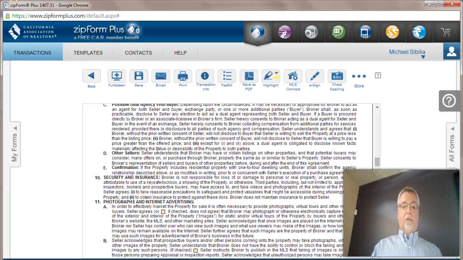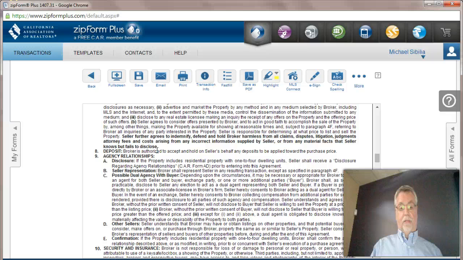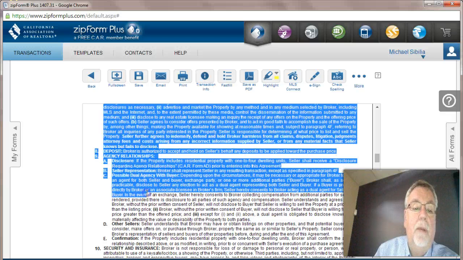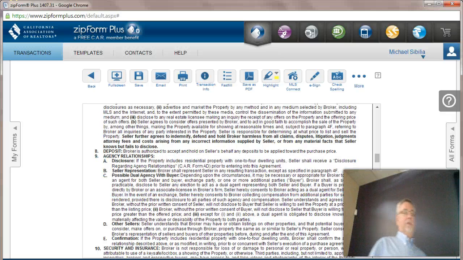Deposit says brokers are authorized to accept and hold deposits on my behalf. That's the seller's behalf. Agency relationship, you've already done this, but notice it says the broker shall represent seller, possible dual agency with buyer. Basically what that says is that it's quite possible that either you or Keller Williams Realty San Jose, Silicon Valley, might find the buyer, and if we find the buyer, then we, in the royal sense, are representing both the buyer and the seller. But you might want to find the buyer too. Is it possible that we'll be representing other sellers?